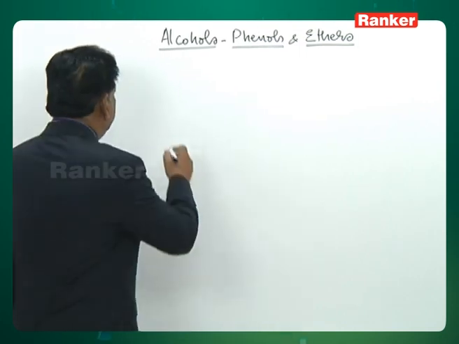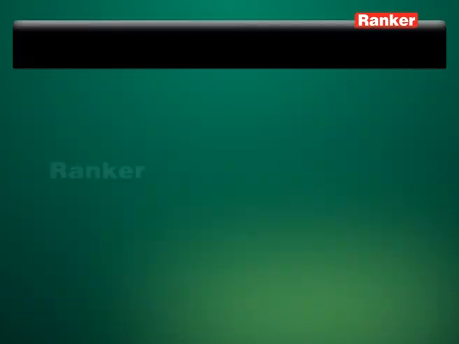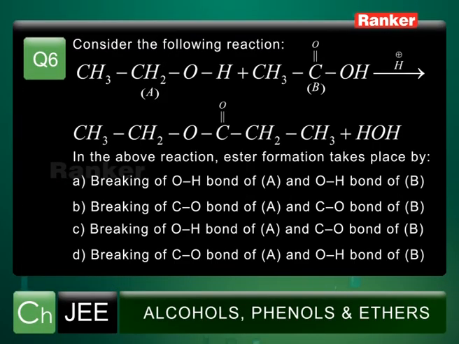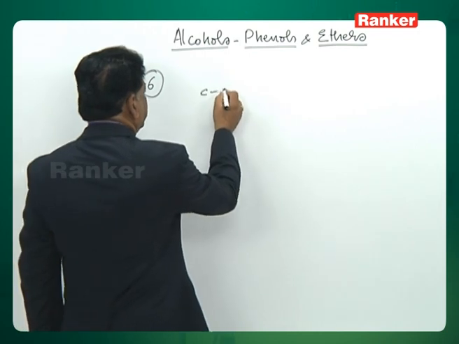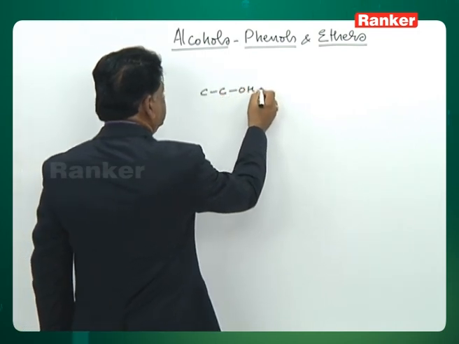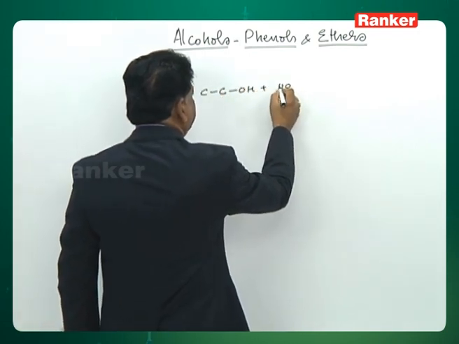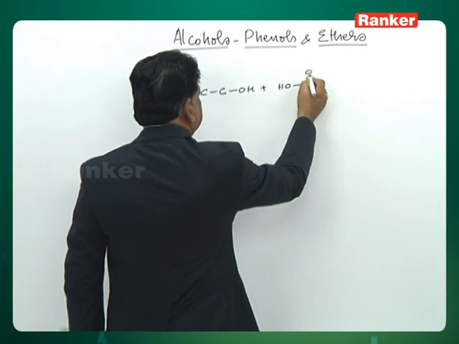So let's go to question number 6. Ethyl alcohol is treated with acetic acid, in the presence of acid. The product is an ester and water. So ethyl alcohol with acetic acid, ethyl acetate is formed.